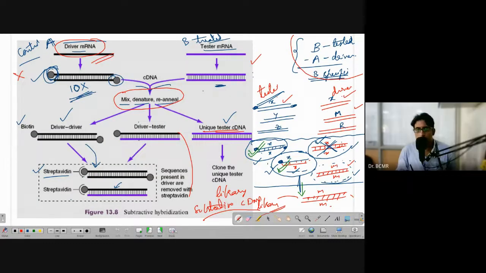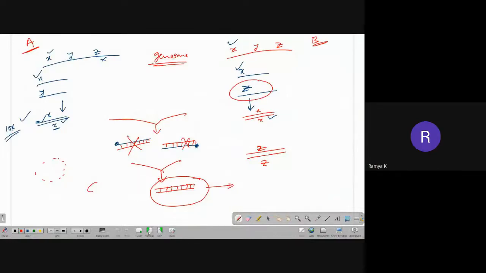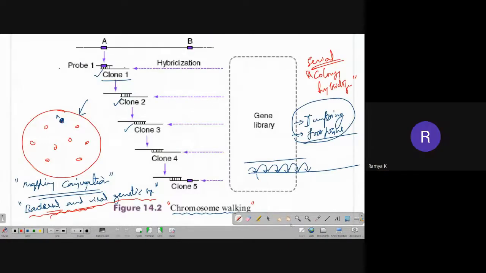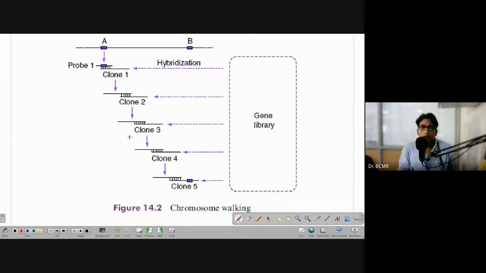Sir, I have a doubt in chromosome walking. With the help of probe 1, how can we find the remaining sequence of clone 1? Usually, when we figure out clone 1, we will take it out and go for sequencing. If we have determined the sequence of this part, then we would be able to make probe 2, a new probe.